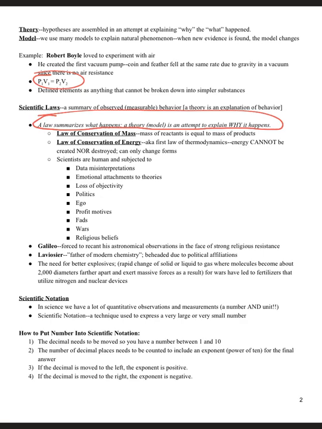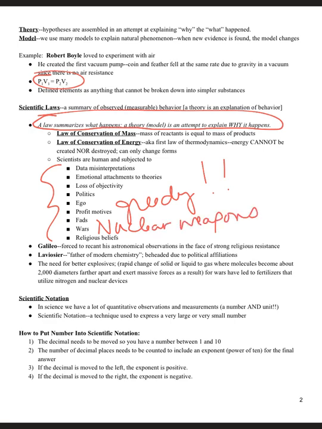The problem with what we have is scientists and humans are subject to all these different things. We can misinterpret data. We have emotional attachments to theories. If you're working on a project, you might be very adamant about what you're trying to describe here. We get a loss of objectivity. We have politics involved. We have people's egos. We have people who want to make money. We call it greedy when we talk about pharmacies. Big pharma, you know, they want to make a lot of money, so they do have profit motives there. Different fads go through, wars, coming up with nuclear weapons. So there's a lot involved when you're talking about the science field. There's a lot of things that can go wrong.